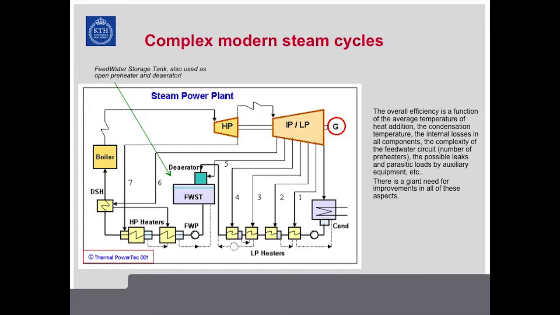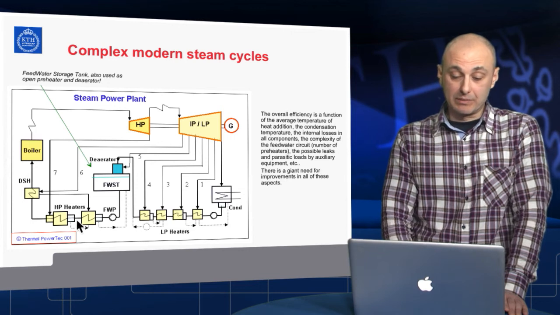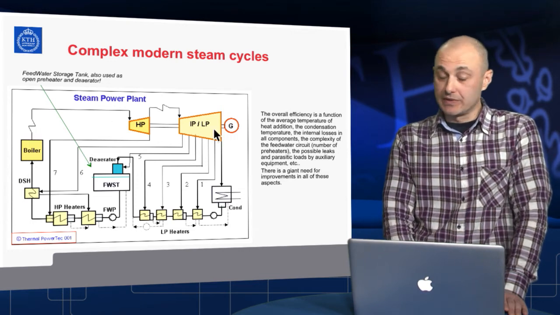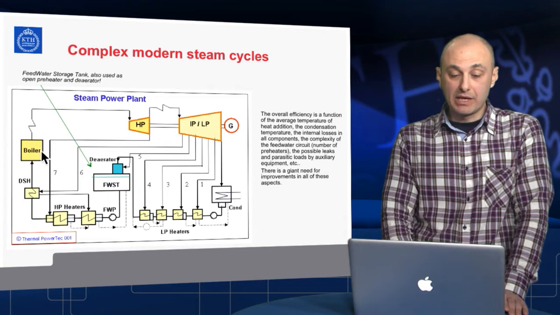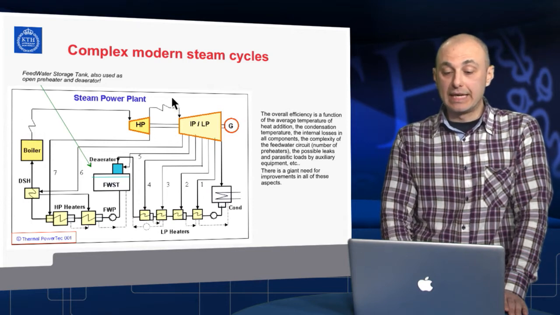The modern steam cycles actually can be quite complicated. They are nothing more than what we talked about already. Simply, the number of components can be much higher. The turbine can be cut in several sections. The boiler may involve superheat and reheat.